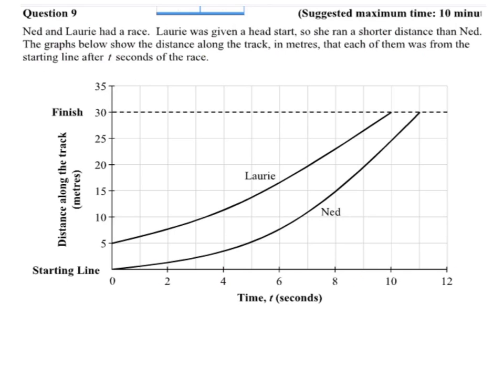So our x-axis here represents time in seconds: 0 seconds, 1 second, 2 seconds, 3 seconds, 4 seconds, 5 seconds, 6 seconds, and so on, up as far as 12 seconds. And our y-axis represents distance along the track in meters. So we start at 0, we've got 5 meters, 10 meters, 15 meters, 20 meters, 25 meters, 30 meters, 35 meters. So this is where the starting line is, obviously at 0 meters, and this is where the finish line is at 30 meters. So this is Laurie. She started at 5 meters, she got a head start, and Ned started at the very start, the starting line. So that's Ned's graph there.